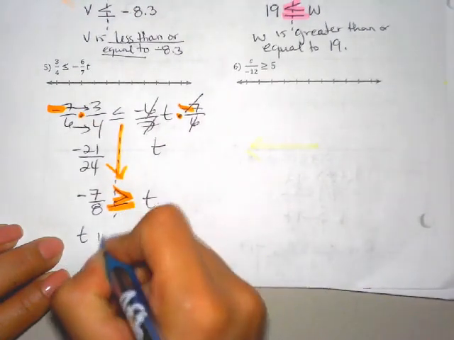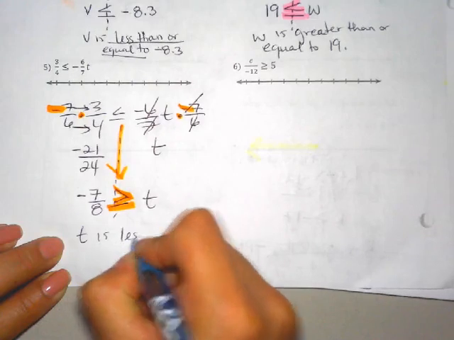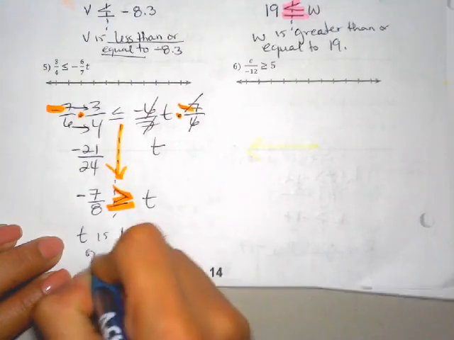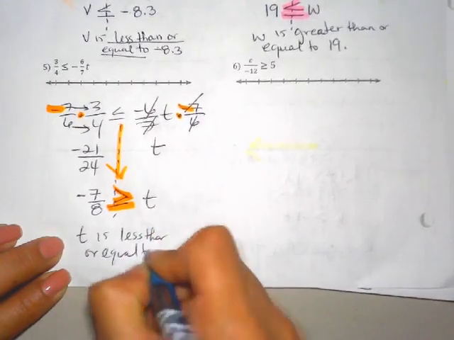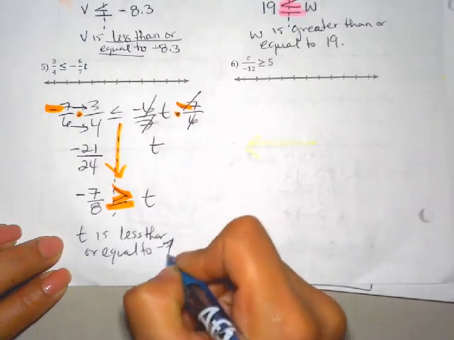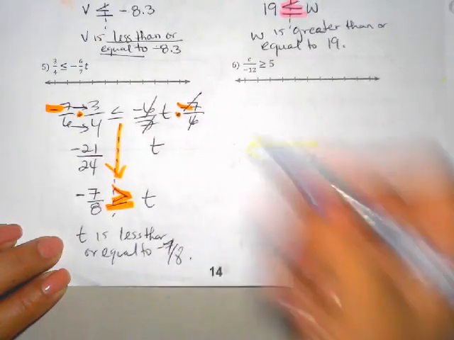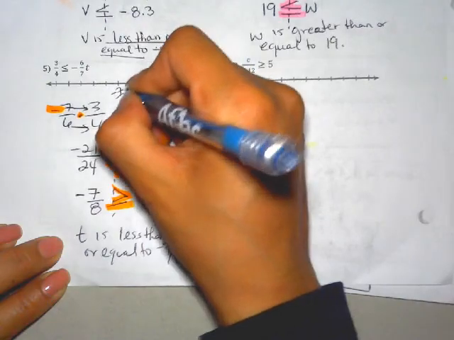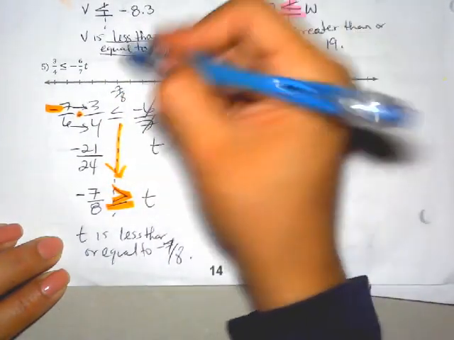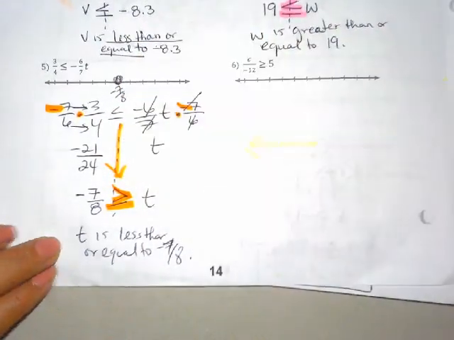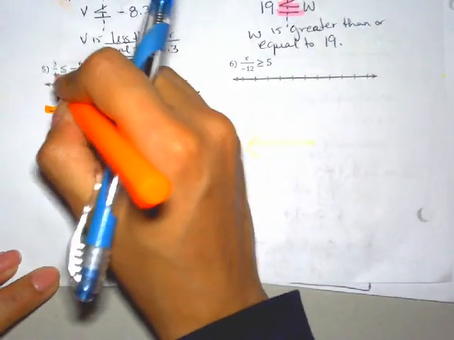T is less than or equal to negative 7/8. So I'm going to put negative 7/8 here. It is going to be a closed circle, and less is always left.